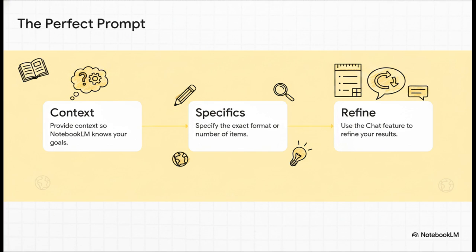First up, provide context. NotebookLM needs to know what your overarching goals are. Second, get specific about format or numbers. If you want a vocabulary list, tell it exactly how many terms you need, or if you're asking for an infographic, specify how many concepts to include so things don't get all cluttered. And third, just use the chat feature to refine those results until they're perfectly dialed in.